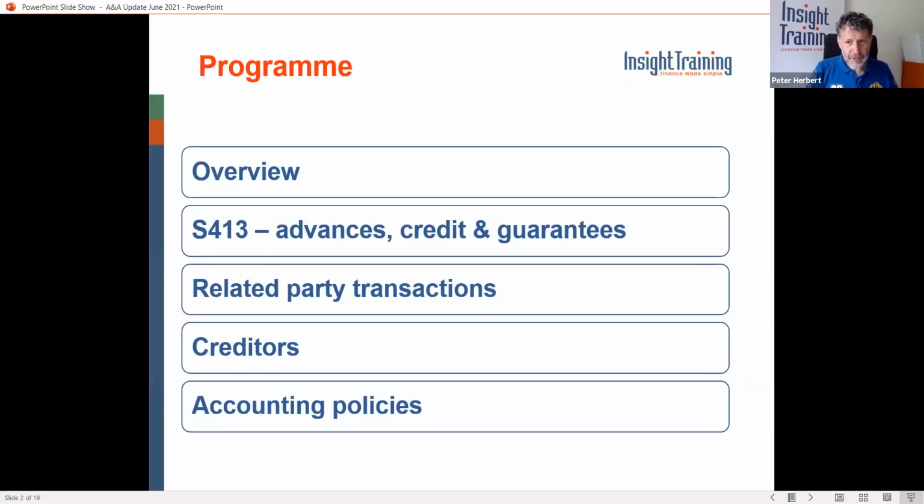Here's the running order. We'll start with a very quick overview of the requirements and then look fundamentally at four areas. Section 413 of the Companies Act, so that's advances, credits and guarantees, if you like, overdrawn director loan account disclosures. We'll look at related party transaction disclosures, creditor disclosures, and disclosures in respect of accounting policies. And we'll use some specific practical examples to try and draw through the key themes, the key points. Okay, let's start off with that overview then.